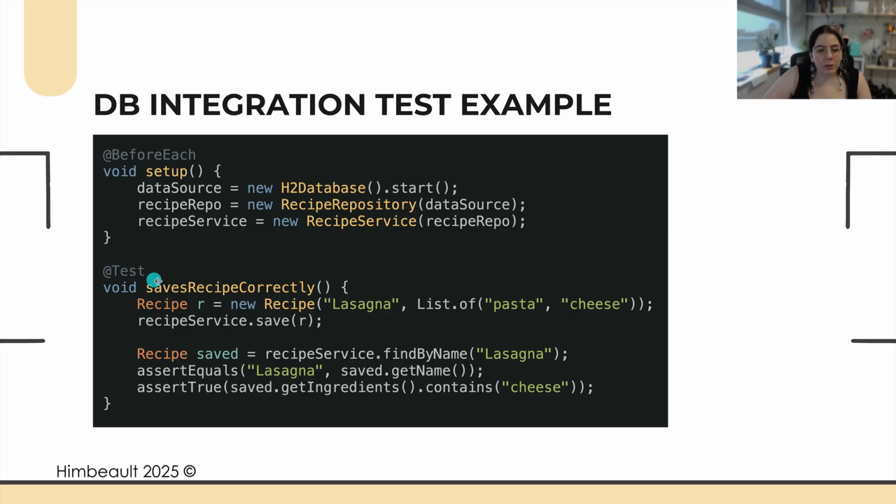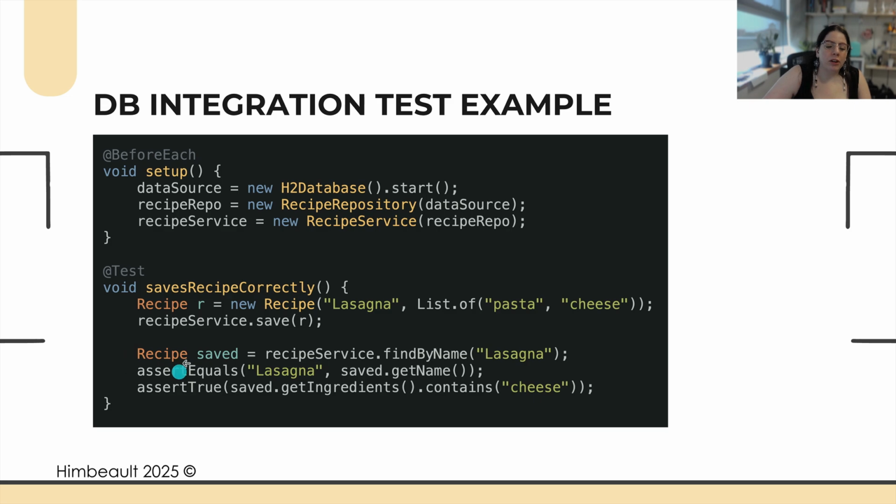Then in the actual test, save recipe correctly, we have our arrange where we're making our recipe. We have all of the data we want to include in it. And then we have our save as well, so we can call our recipe service to save it. And these are real repositories and real data sources. So it should run through the recipe service however it's set up, as if it was in production.